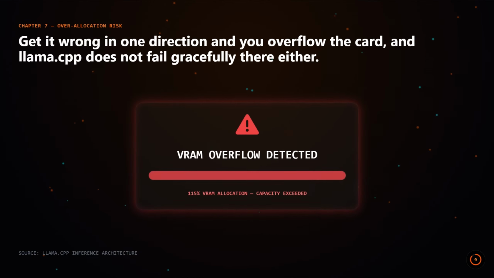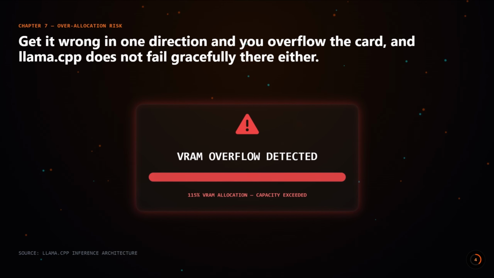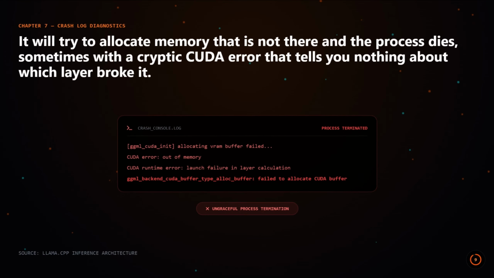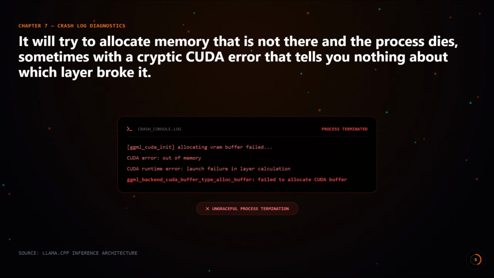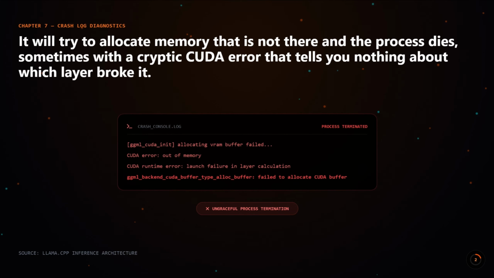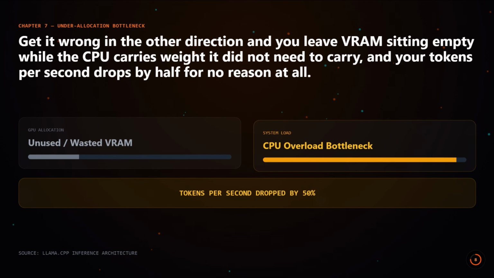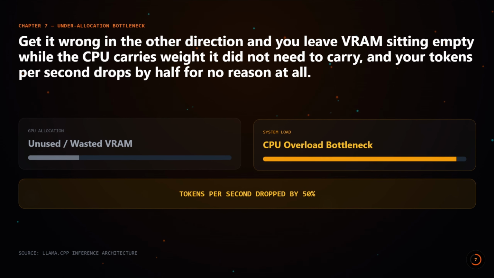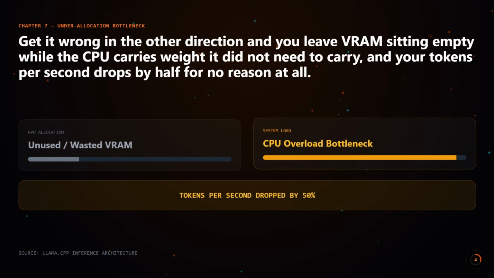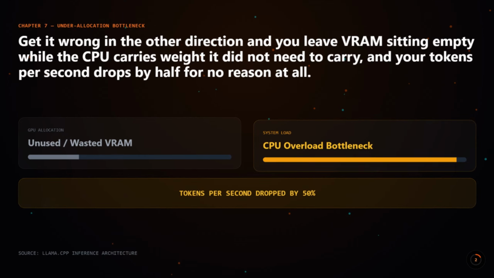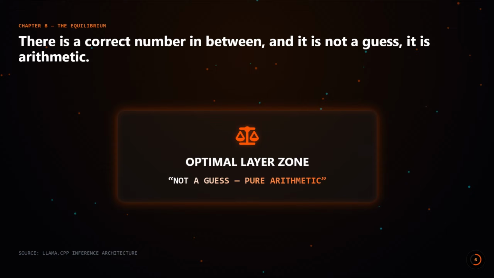Get it wrong in one direction, and you overflow the card, and llama.cpp does not fail gracefully there either. It will try to allocate memory that is not there, and the process dies, sometimes with a cryptic CUDA error that tells you nothing about which layer broke it. Get it wrong in the other direction, and you leave VRAM sitting empty while the CPU carries weight it did not need to carry, and your tokens per second drops by half for no reason at all. There is a correct number in between, and it is not a guess, it is arithmetic.